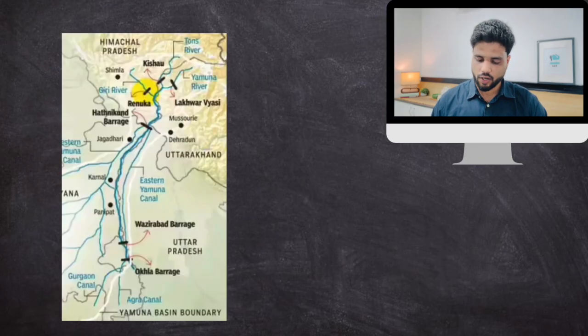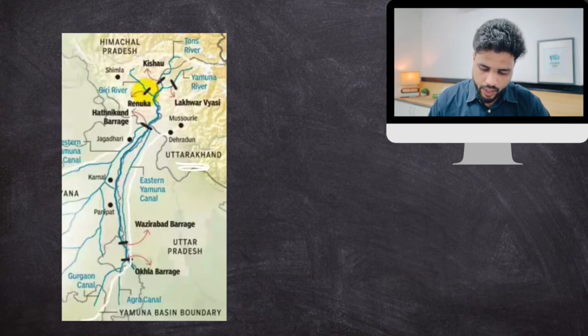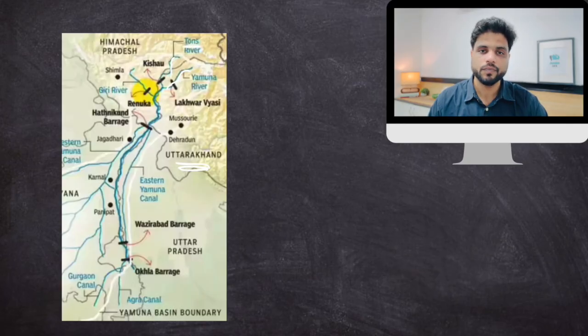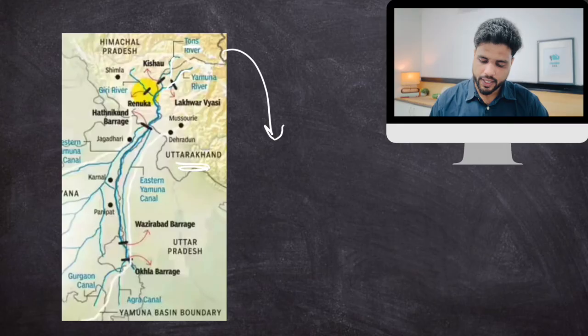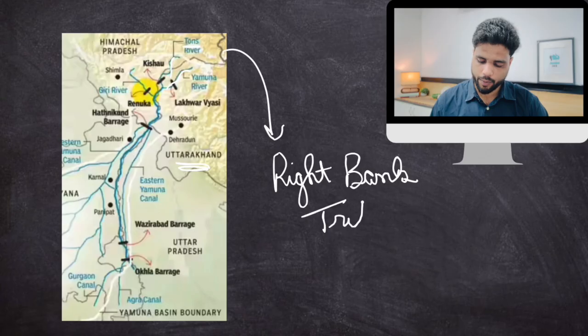Now, let's take a look at the location. Now, this is Yamuna River. Okay, this is Uttarakhand. This is Yamuna River. Okay, Yamuna River. Now, from its right side, there is Tons River. So basically, you can say that Tons River is a right bank tributary of Yamuna River.